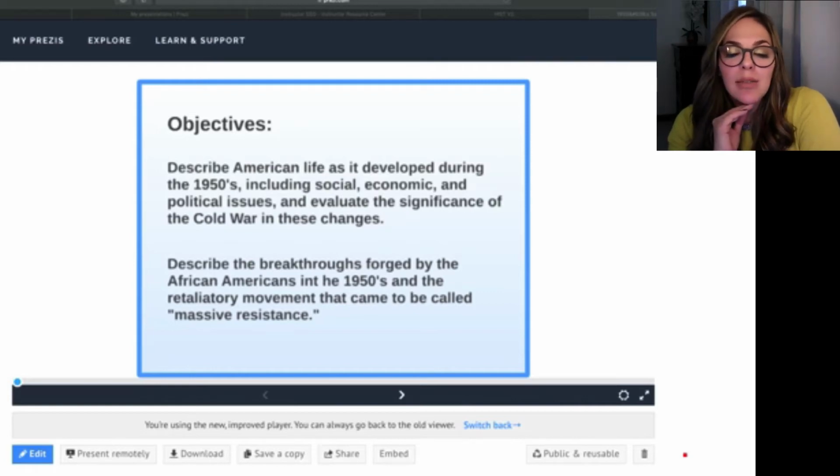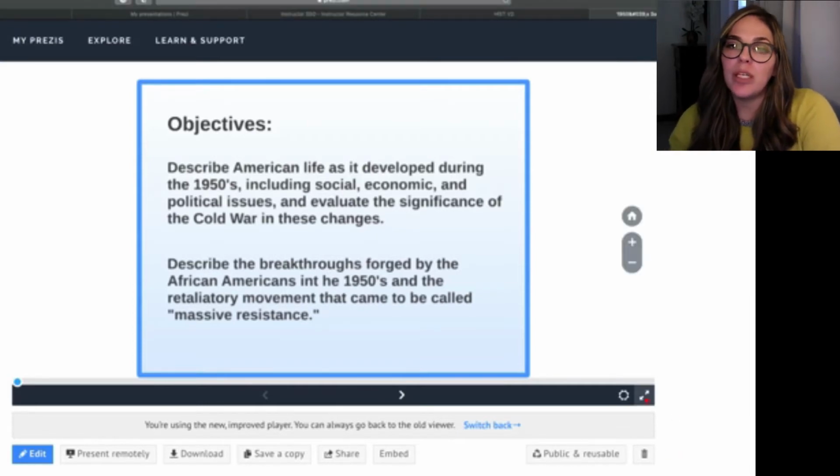Hey guys, we are going to be moving on to the early civil rights movement. For this section, we are going to be focusing on American society during the 50s.